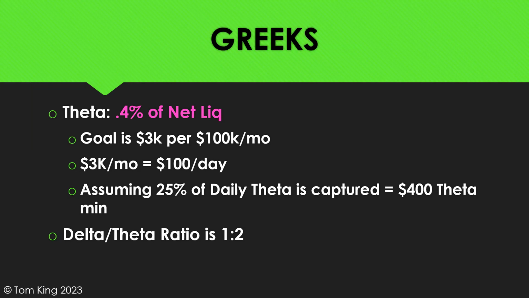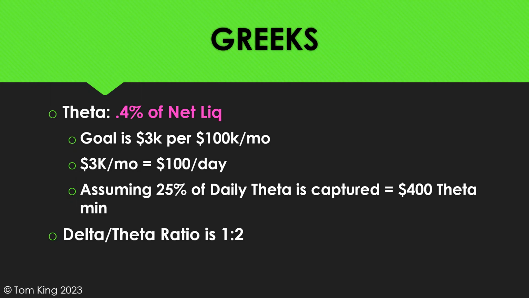So in order to do that, I need to make sure that my Theta is around $400 on a $100,000 account, which again is 0.4% of the net liq. So that's how I arrive at that number. That's my goal, is to drive Theta around that number. It can get a little bit higher. If it gets lower, I need to start evaluating what I'm doing.